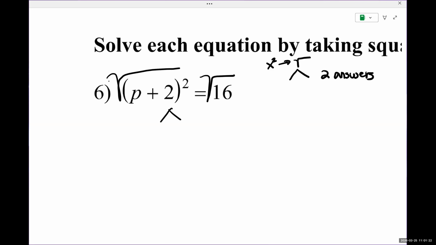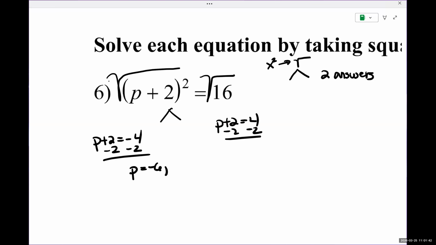So I have p plus 2. What's the square root of 16? 4. And p plus 2 equals -4. Okay, solve these equations. P is equal to -6 and positive 2.